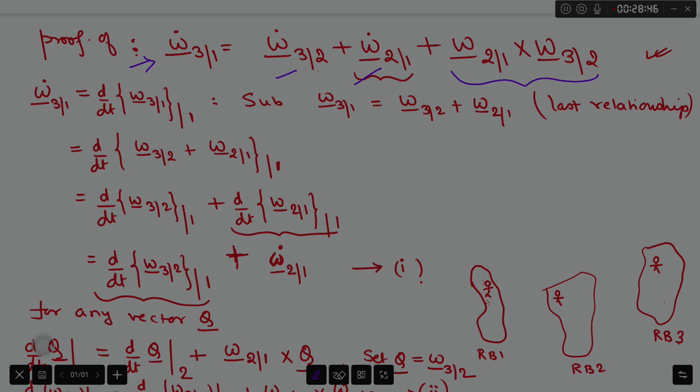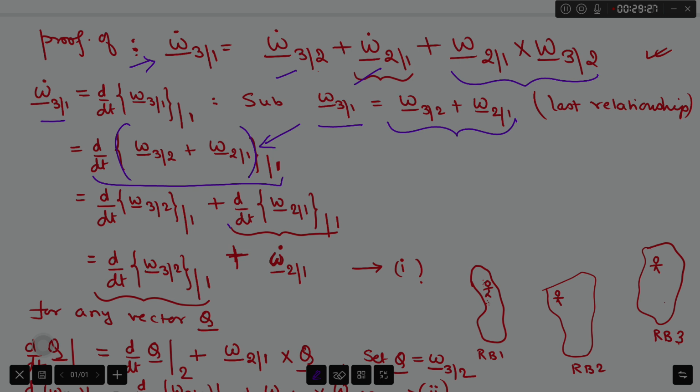The proof of this relationship starts with the definition of omega dot 31, which is written here, and then I am going to substitute omega 31 in terms of 32 and 21. This relationship is the same which I proved on the previous slide. When I put these things in here, this is the expression I get. Now if I go ahead and differentiate what is inside the parenthesis here, I get two expressions, 3,2 with respect to 1 and 2,1 with respect to 1.